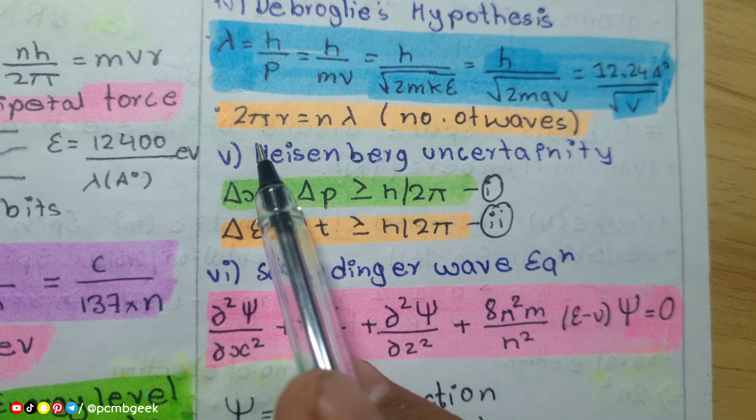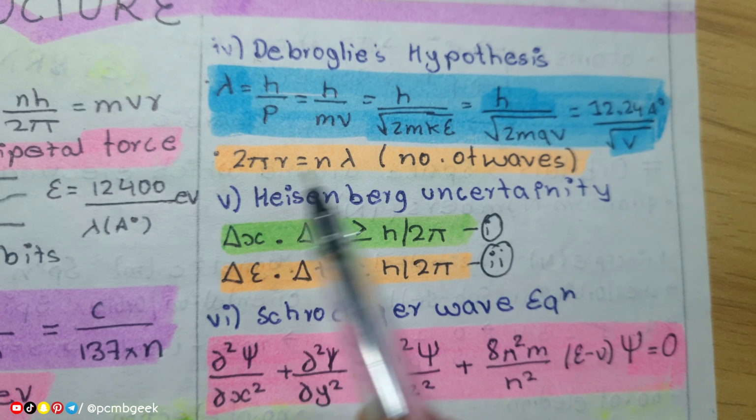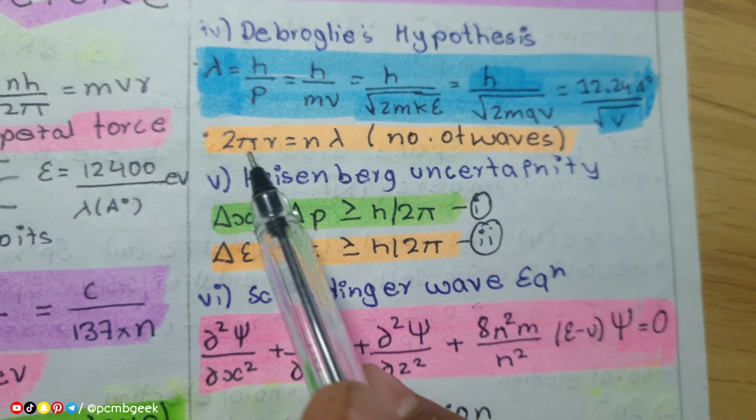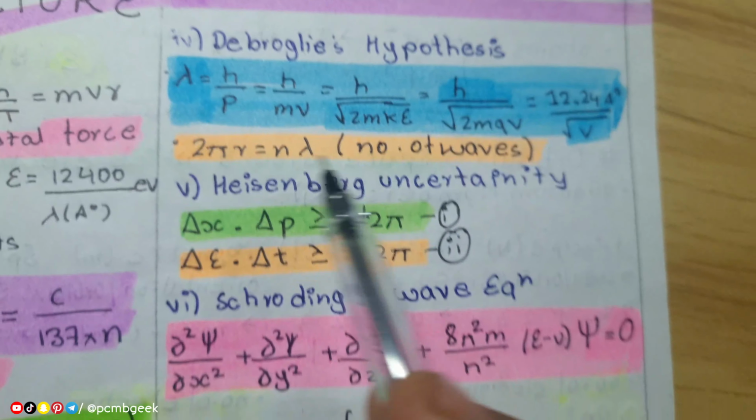Now, for the number of waves, you can calculate it as 2 pi r equals n lambda.